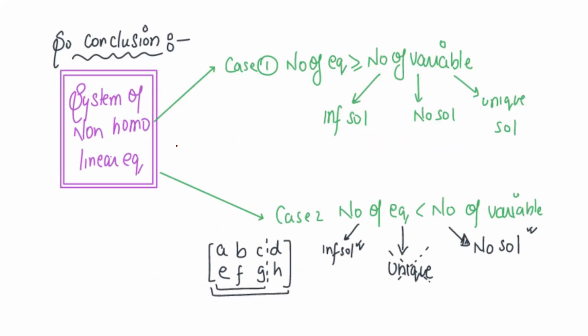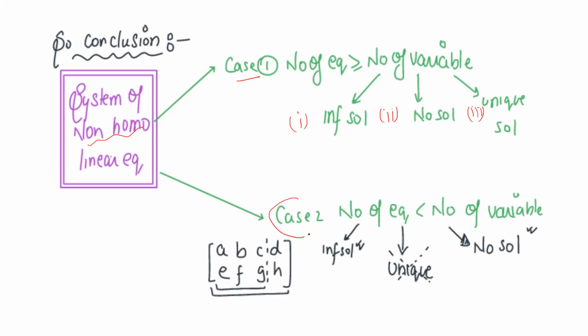So the last conclusion, for a non-homogeneous linear equation, there are cases. First case: the number of equations is greater than the number of variables. So there may be a possibility of infinite solutions, no solution, or a unique solution also. We have discussed three problems right now.